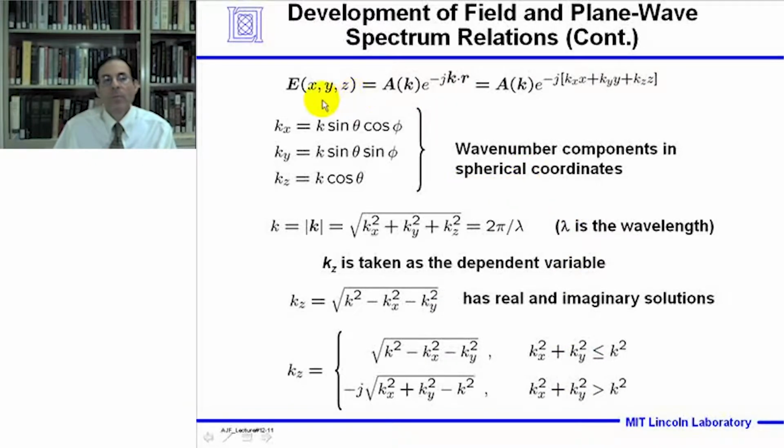Now, continuing the development, as we said, the electric field can be written in terms of the plane wave spectrum times a phase factor involving the wave number components. The wave number components are shown here in terms of the spherical coordinate angles. What we can do is solve for kz, and we show that it depends on kx and ky as shown here. This quantity has real and imaginary solutions. kz is a real quantity when kx squared plus ky squared is less than k squared, and kz is purely imaginary when kx squared plus ky squared is greater than k squared.